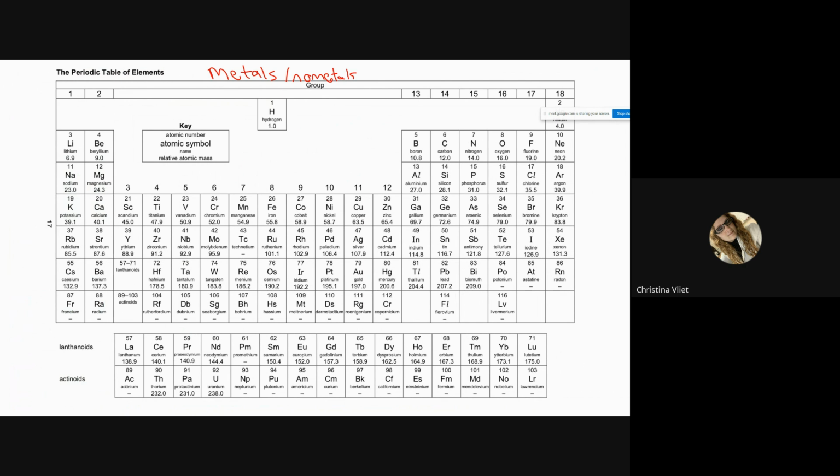I always miss that row when Jason's not here because there's nobody. So metals and non-metals.